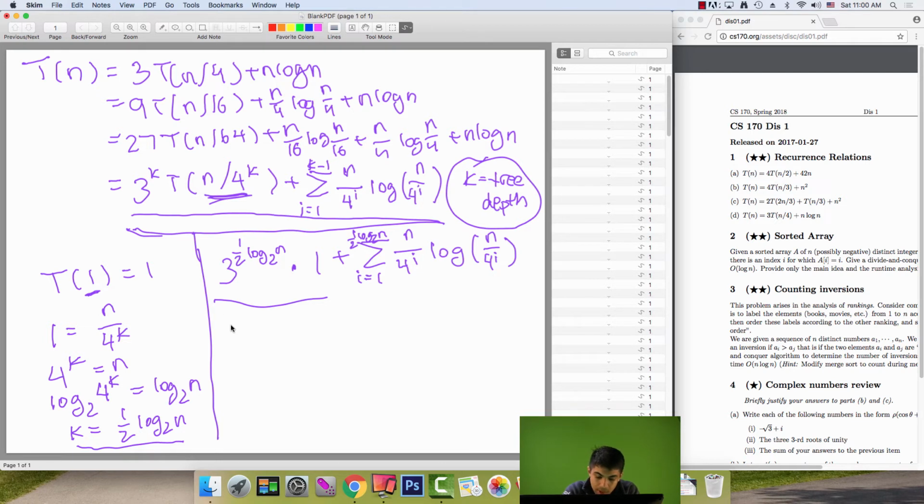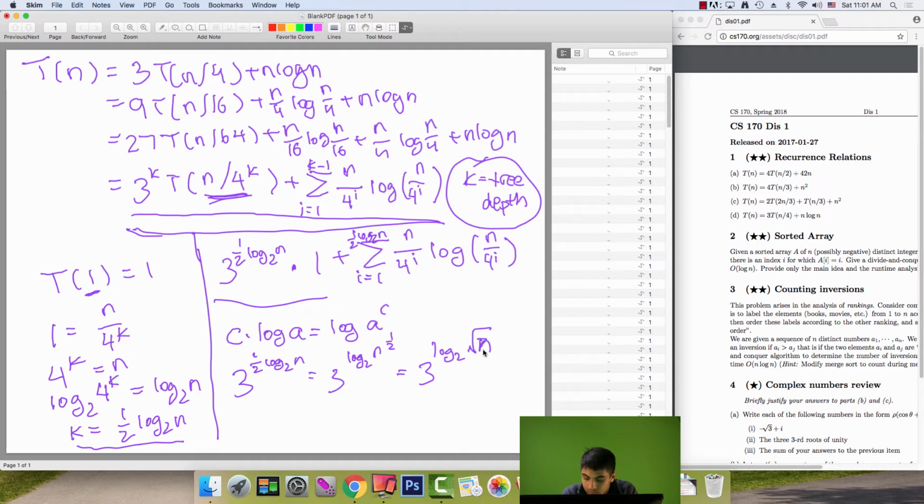So recalling the property that c times log a is equal to log a to the c, we can note that 3 to the power of 1/2 log base 2 of n is equal to 3 to the log base 2 of n to the power of 1/2, which equals 3 to the log base 2 of square root of n.